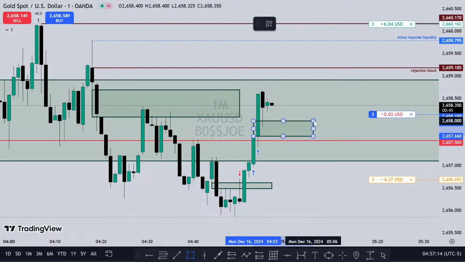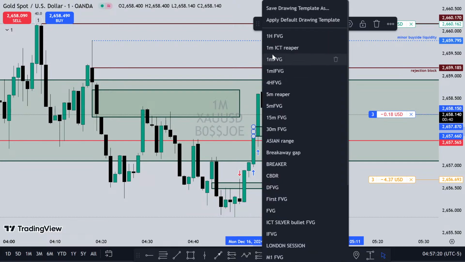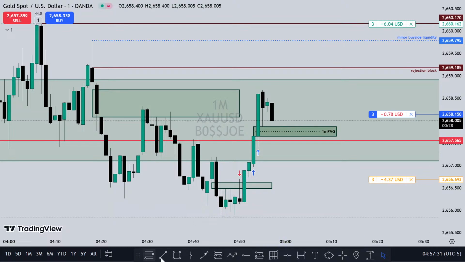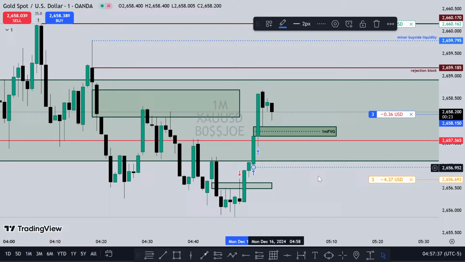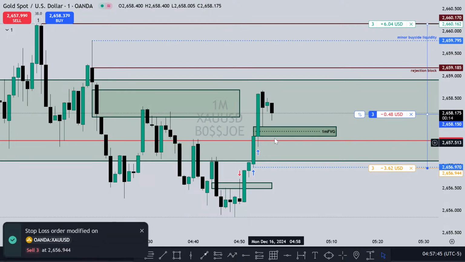So there's a fair value gap right here as well. So worst come to worst, if I'm wrong, that means I'm stopped out twice, then I go break even. I wanted to add another entry here, right here. Just need to add something there.